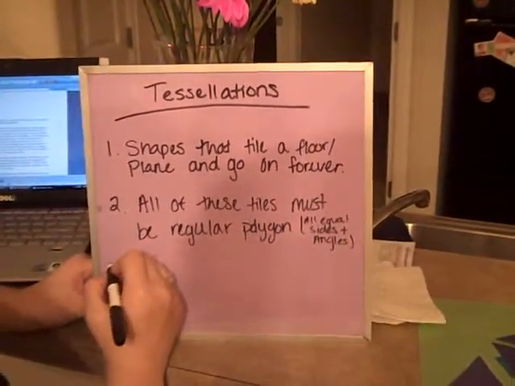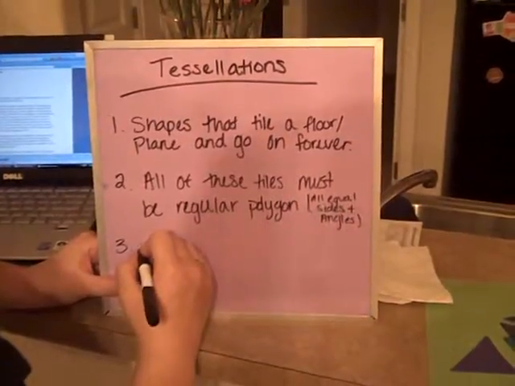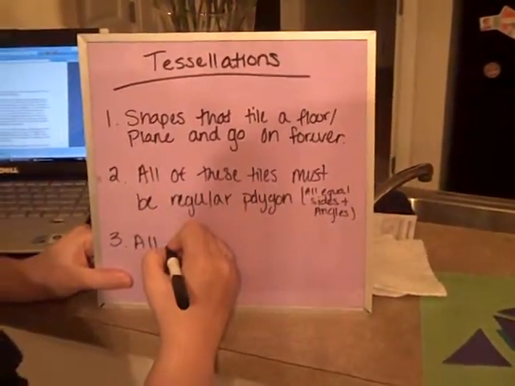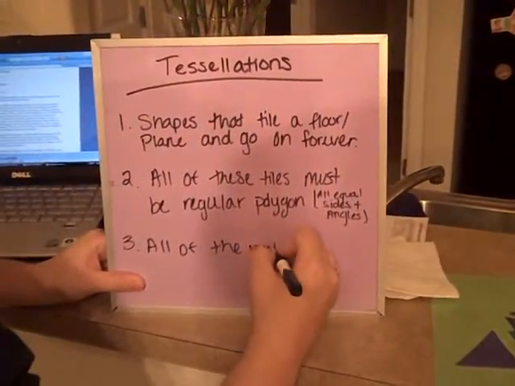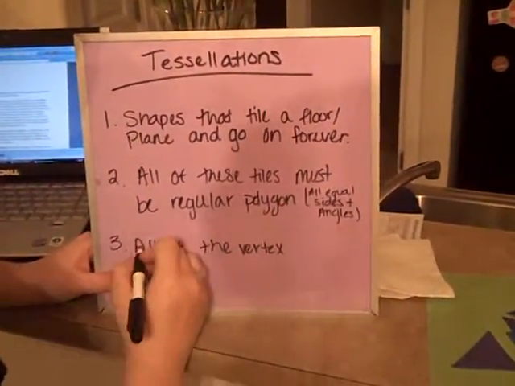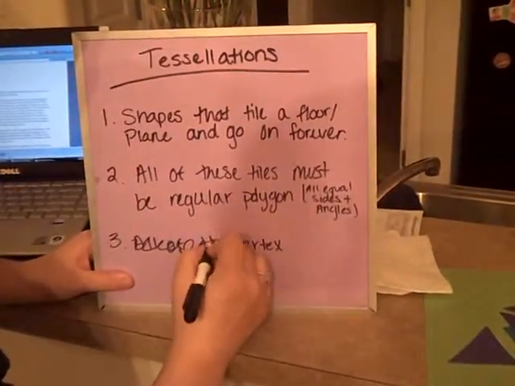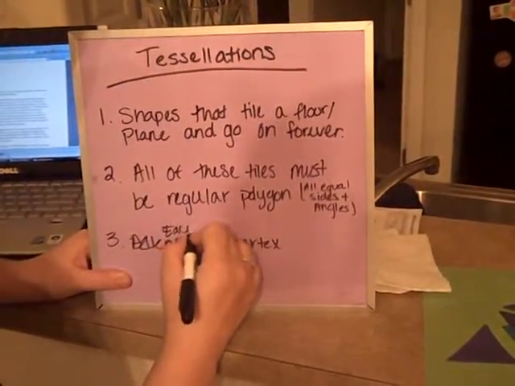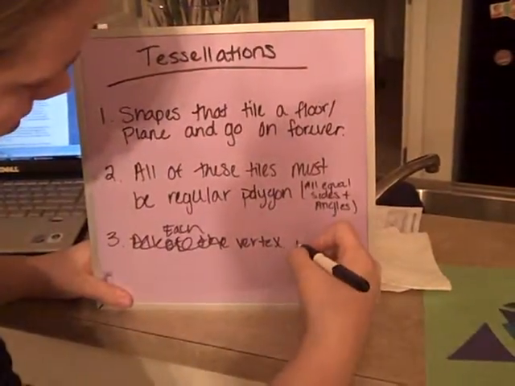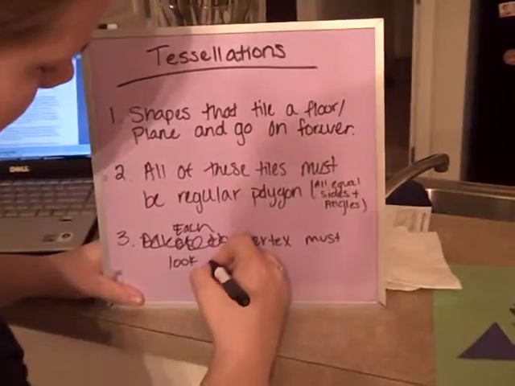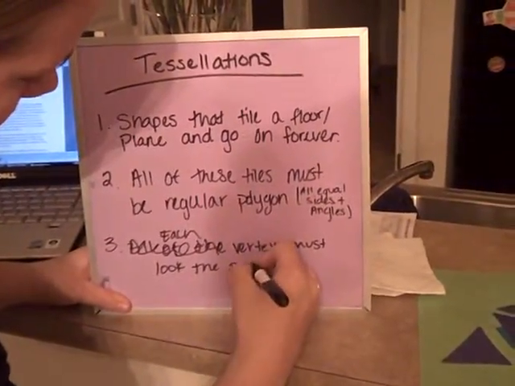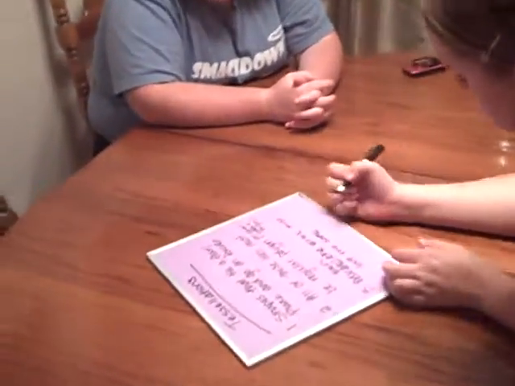Alright, and the third and final rule is that all of the vertexes, or each vertex, sorry, must look the same. Do you know what a vertex is? No. Okay, I'll draw it for you. A vertex is basically where all of the corners meet.